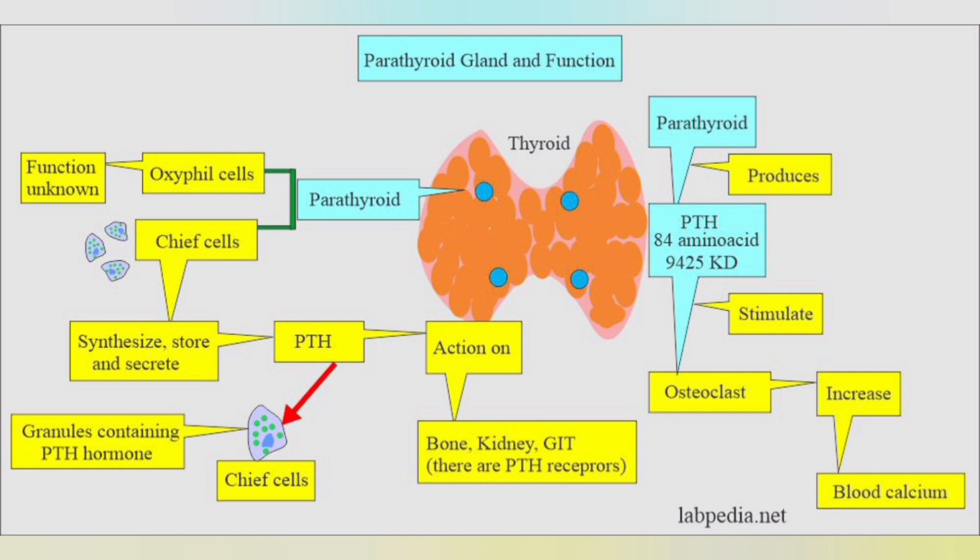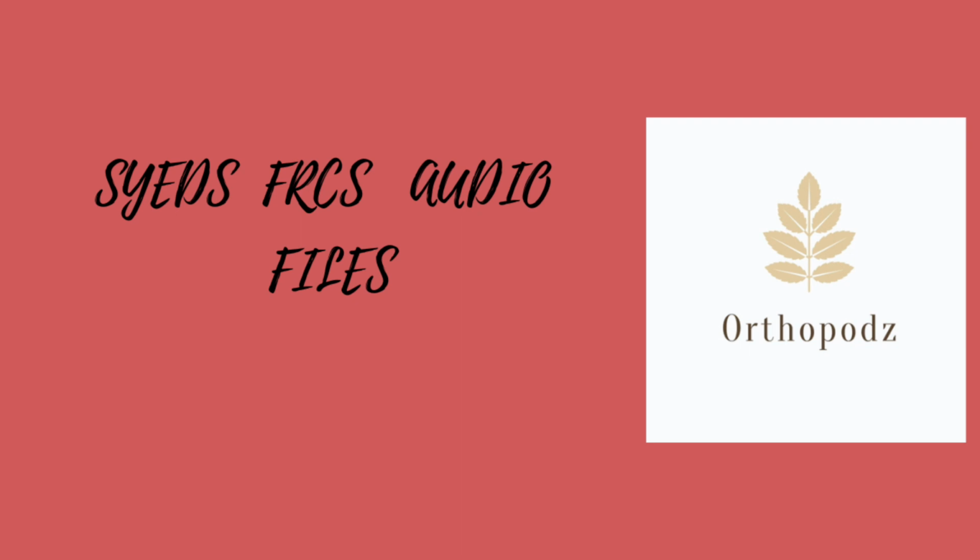Regarding hyperparathyroidism, the patient would come with bones, fractures, stones, groans, GI problems, and psychic moans. It can be of primary, secondary, or tertiary type. Primary can happen with adenomas and rarely carcinoma. The PTH level in them will be high, and the serum calcium will be high and phosphate will be low.